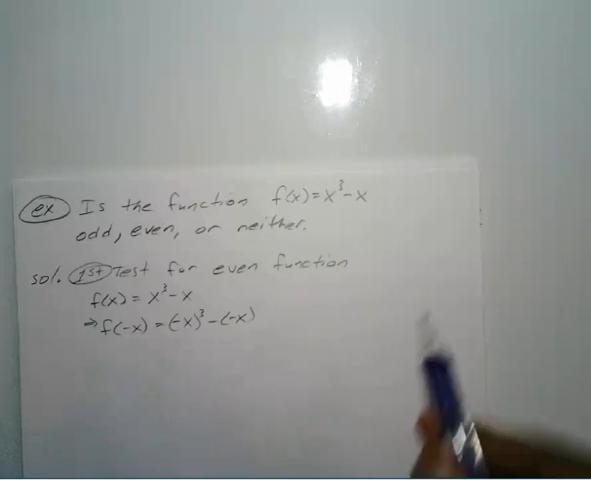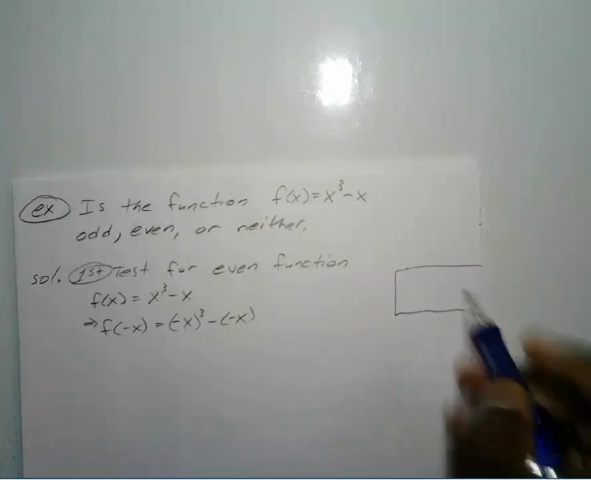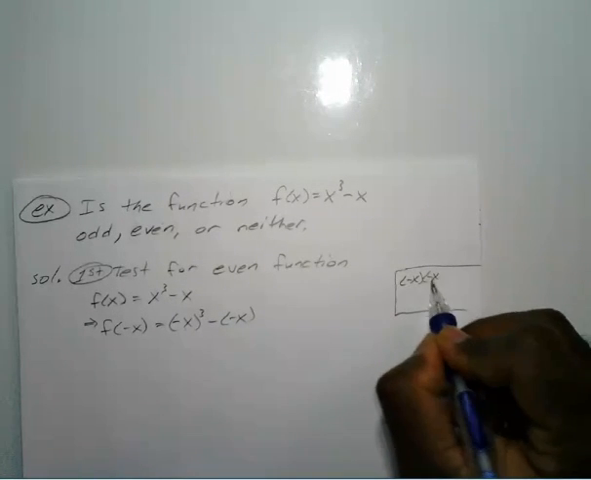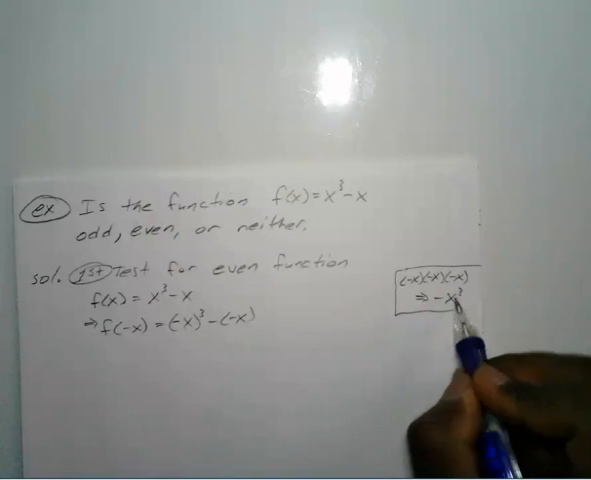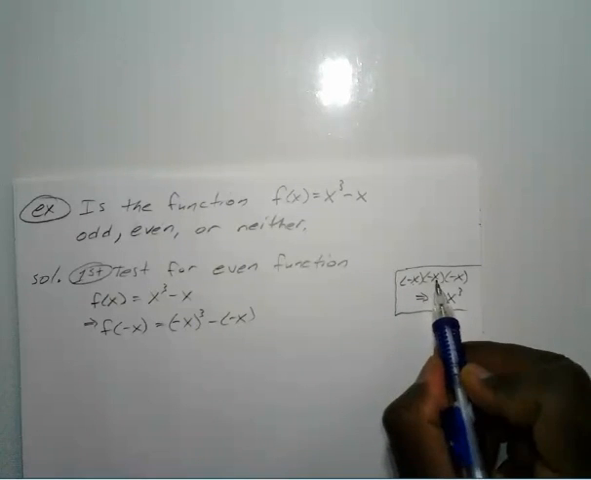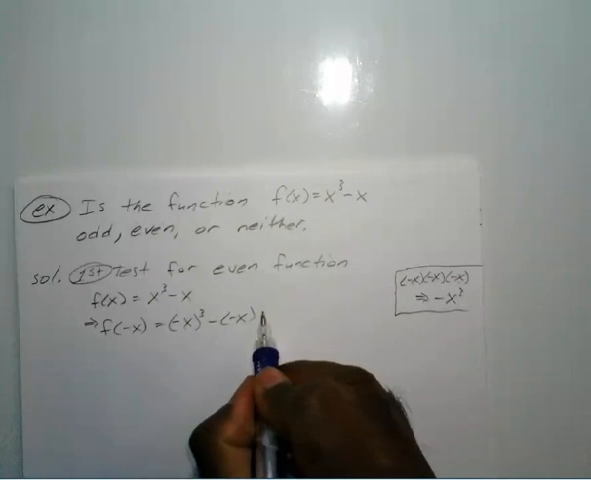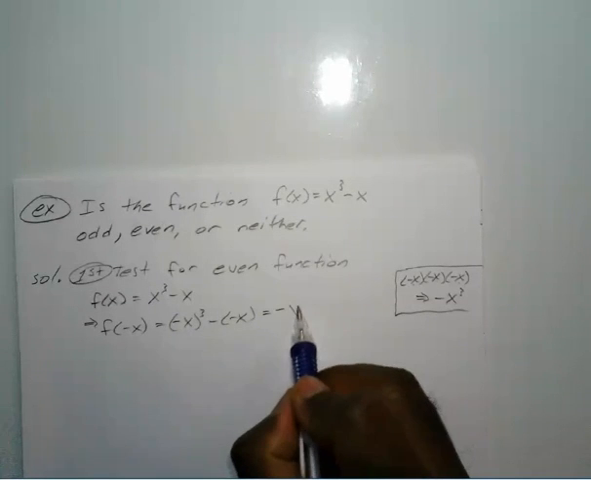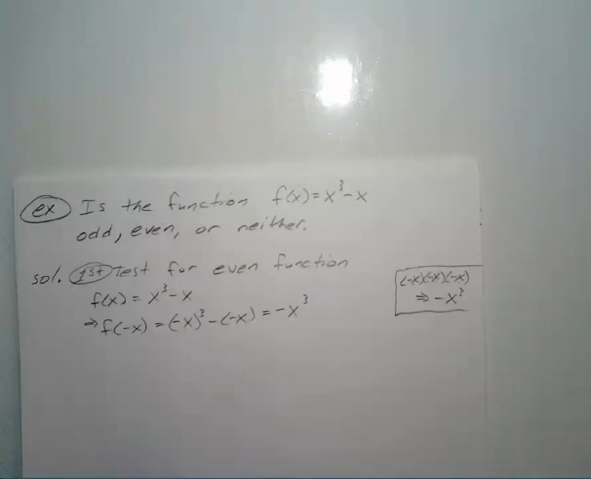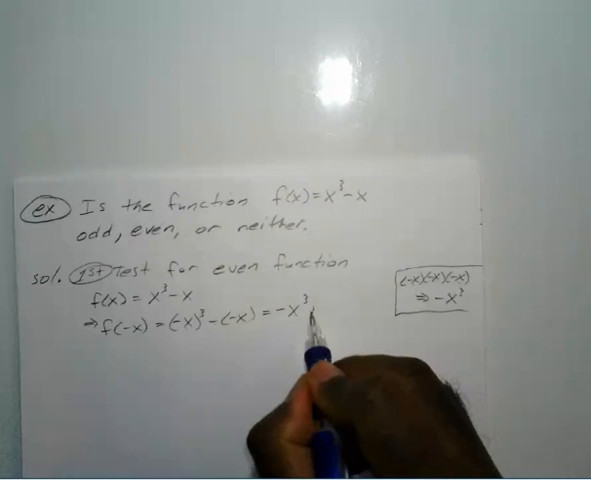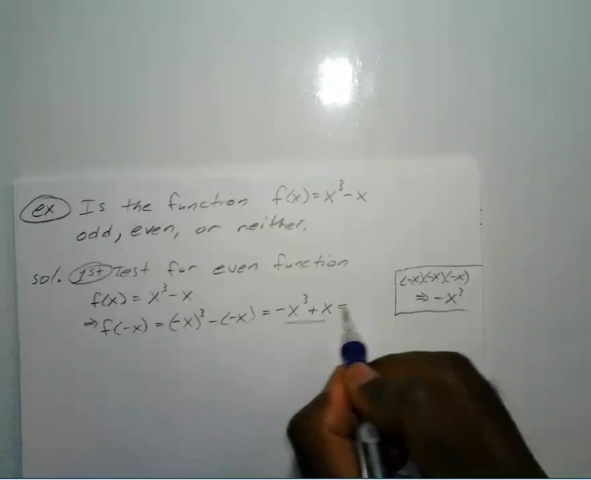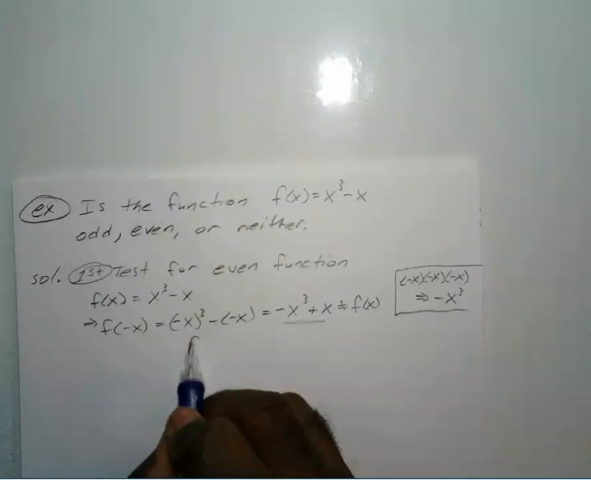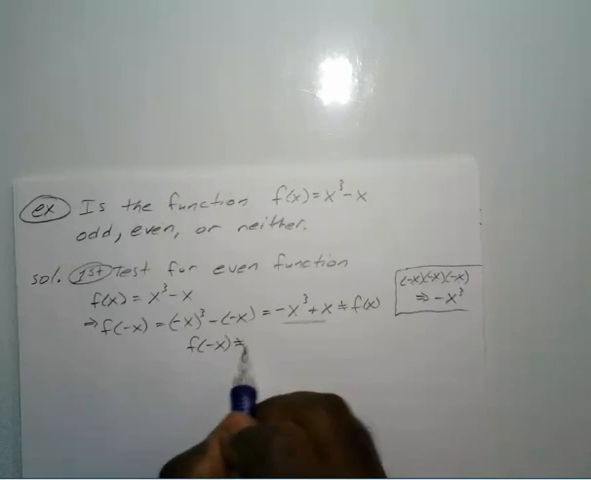Okay, so negative x to the third power, I'm going to go ahead and write that out. We have negative x times negative x times negative x. That's going to equal negative x to the third, since negative times negative is positive, that positive times negative is negative. So that's actually equal to negative x to the third minus negative, so that's plus x. Okay, so we can see here that that does not equal our f of x. So f of negative x does not equal f of x.